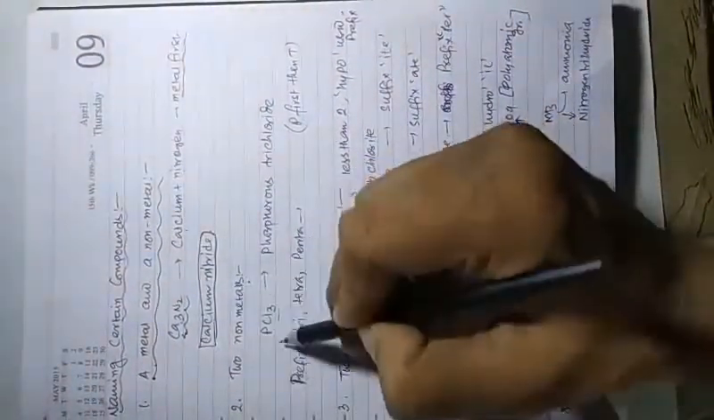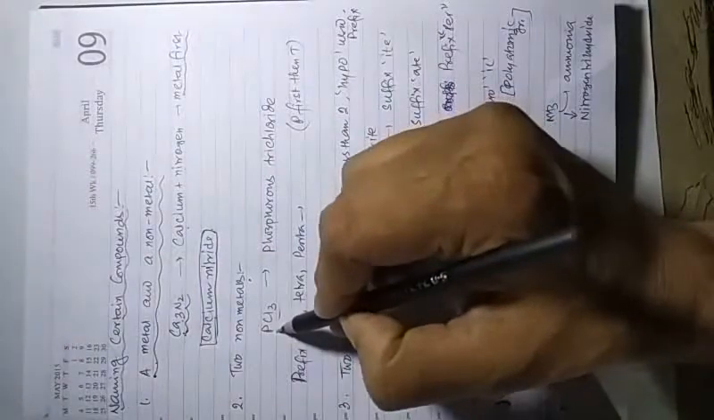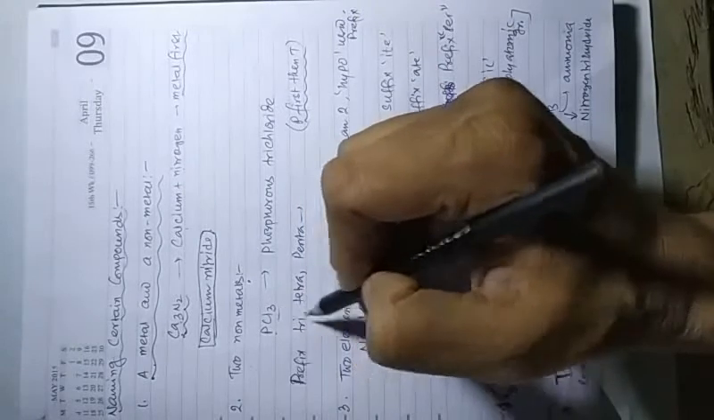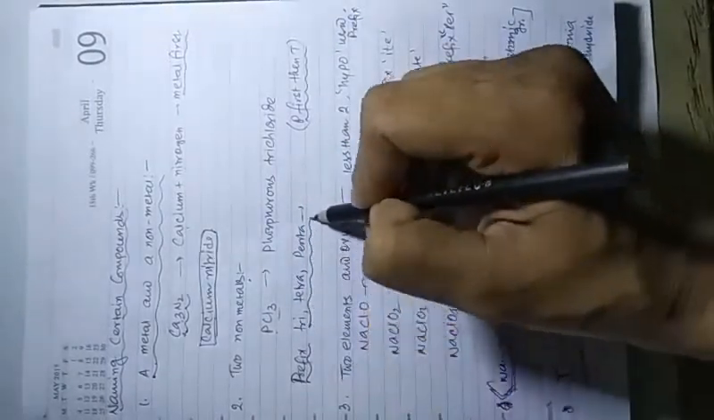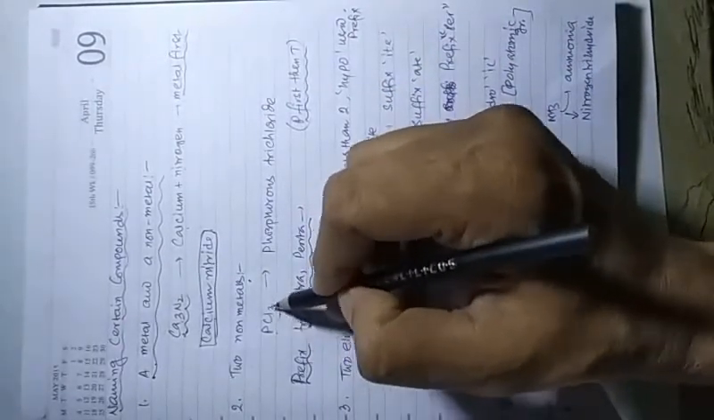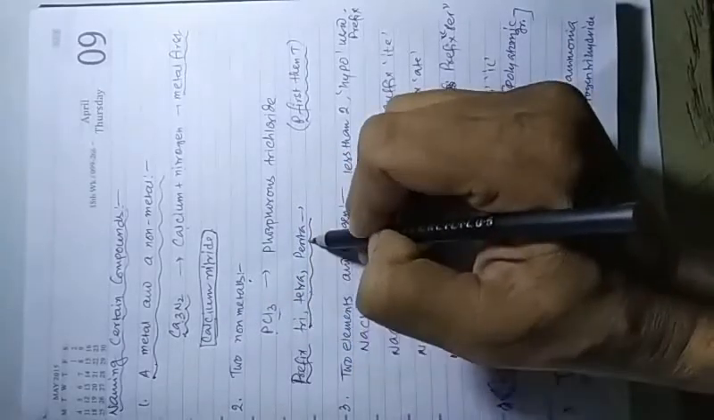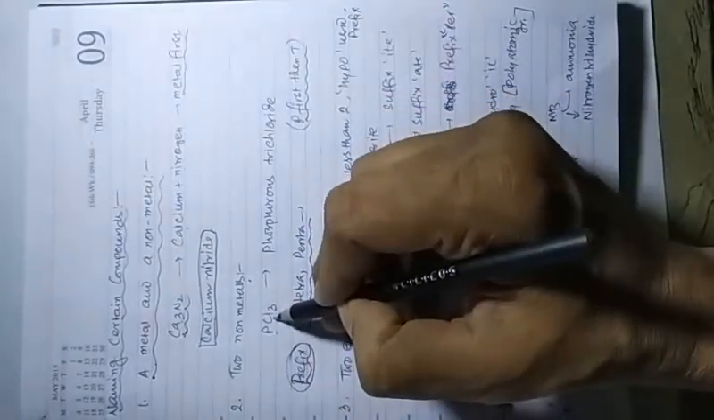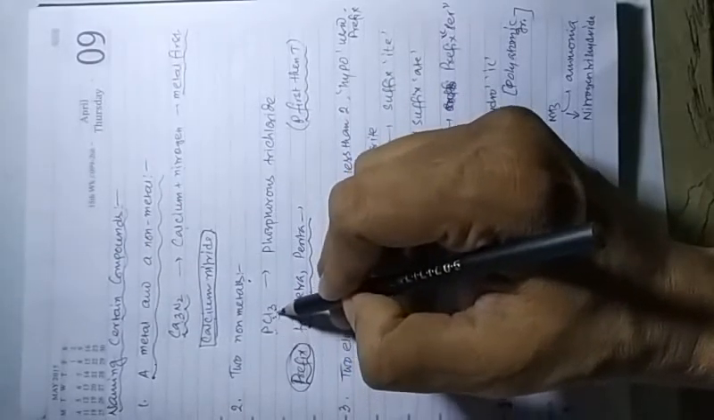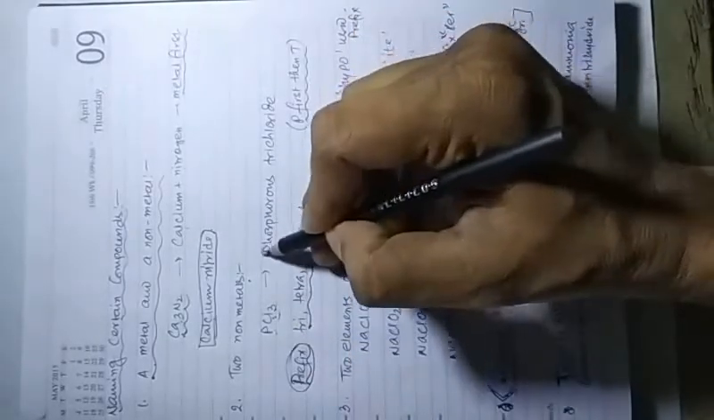Now coming to the second case. If two non-metals are present, suppose PCl3, you can see two non-metals, P first, then Cl. You have to use the prefixes mono, di, tri, tetra, penta if more than one non-metal is present. Here it is trichloride, Cl means chloride, and it is phosphorus, so the name will be phosphorus trichloride.